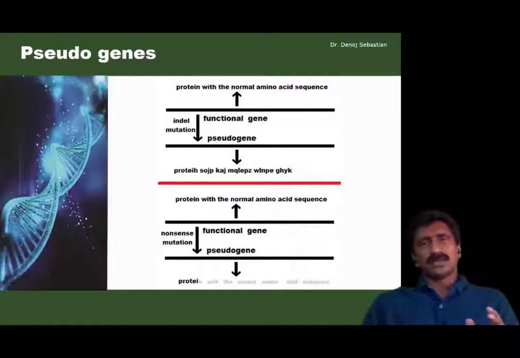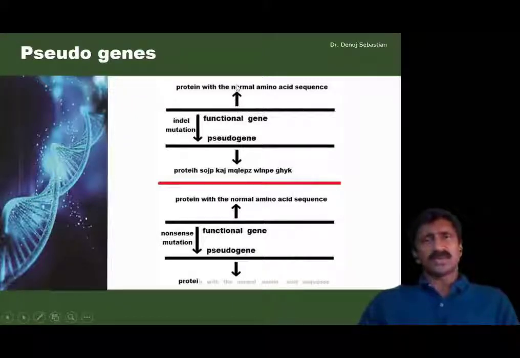Now see this slide. There is a functional gene, and this functional gene may produce a functional protein with a normal amino acid sequence. Or from this functional gene, an insertion or deletion mutation, an indel mutation, will produce a pseudogene. A pseudogene may not produce a functional protein.